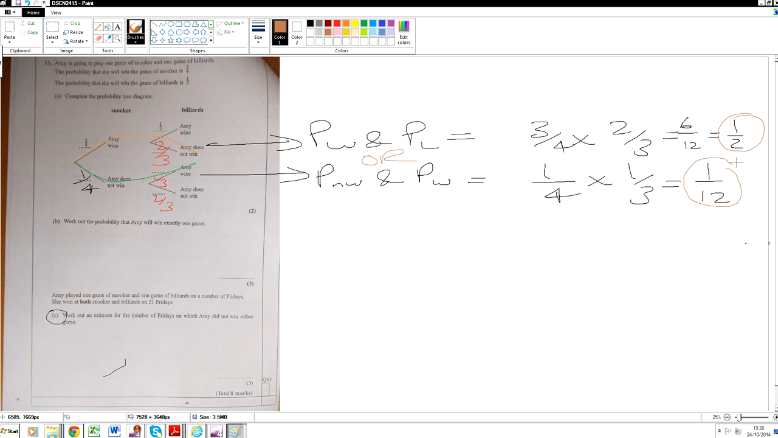What's a half add 1/12? 7/12. That's what I said, because a half is worth 6/12, and add the 1/12. So the final answer is 7/12. That's the probability that she will win exactly one game. I'm going to leave this other question out for the moment. We'll come back if you have more time in the lesson. I've got some other questions to do with you at the moment.